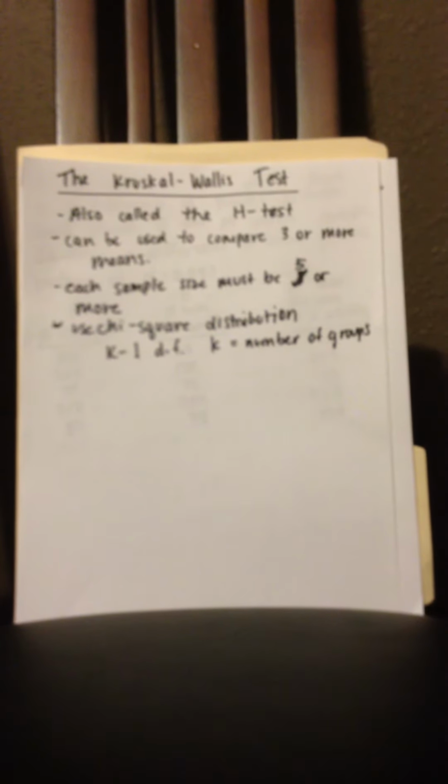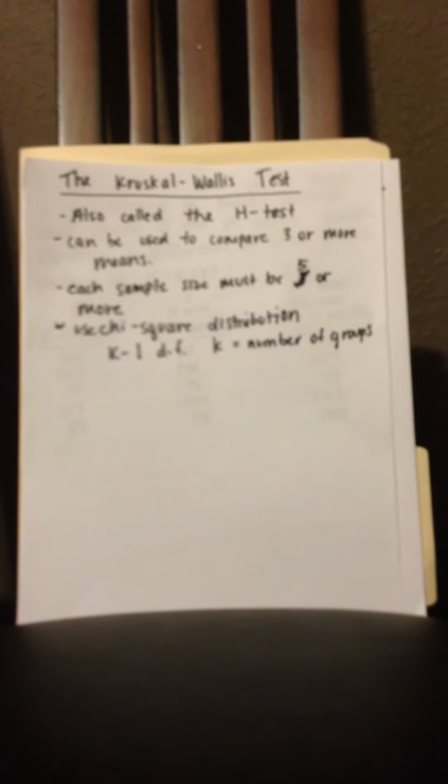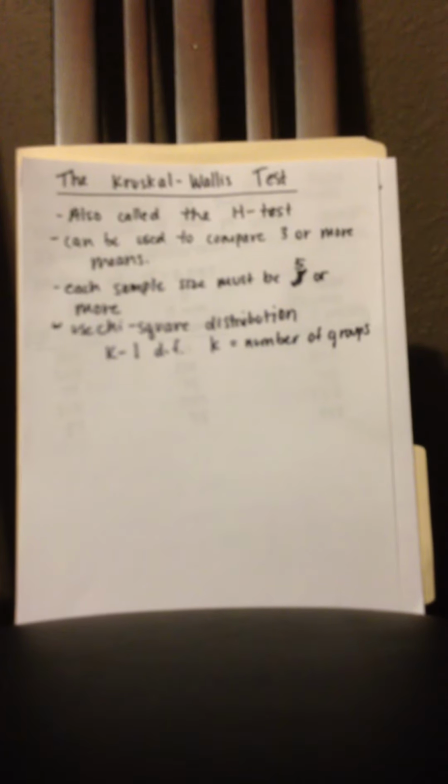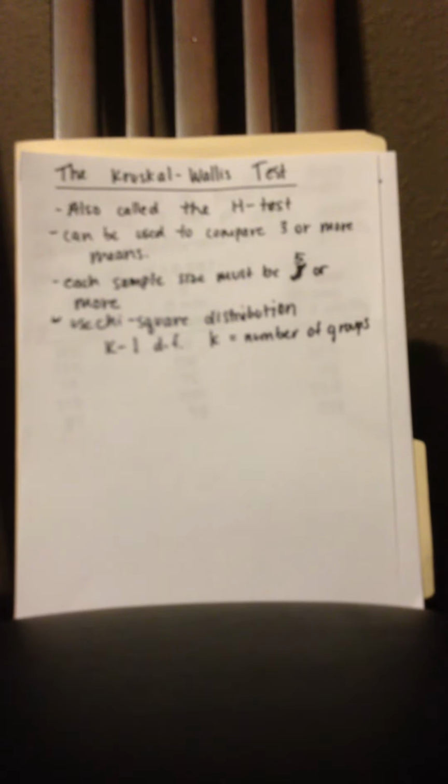I'm Nikki Bray, and we're going to talk about the Kruskal-Wallis Test in Statistics, Chapter 13, Section 5. The Kruskal-Wallis Test is also called the H-test. It can be used to compare 3 or more means. Each sample size has to be greater than 5.